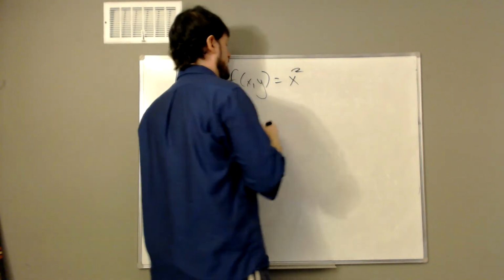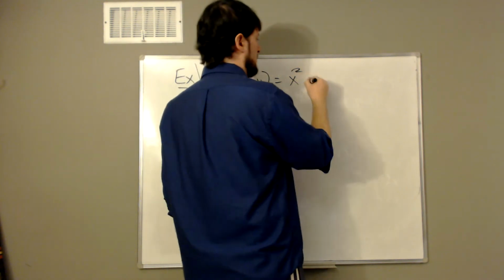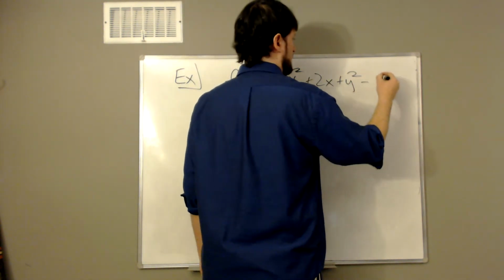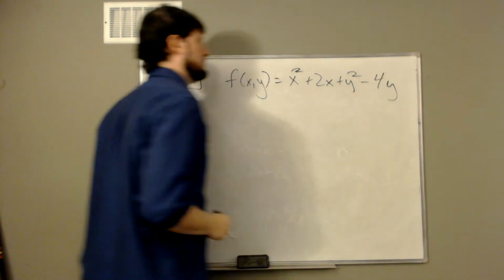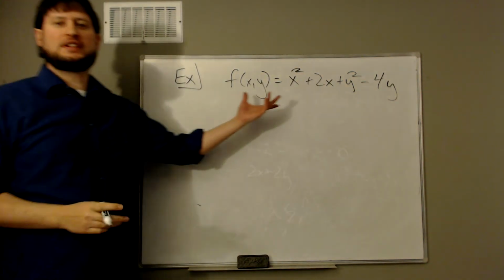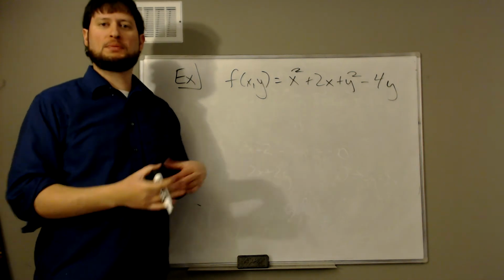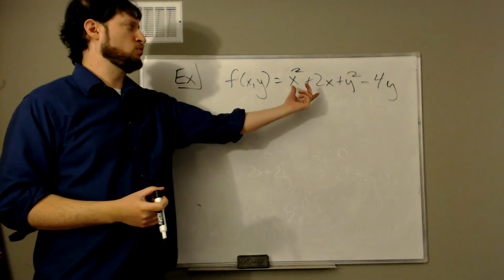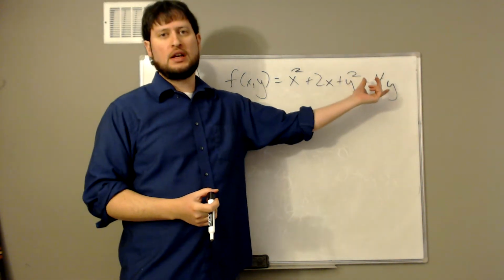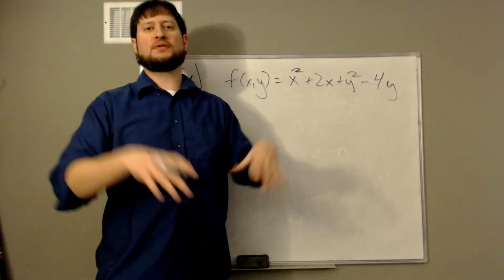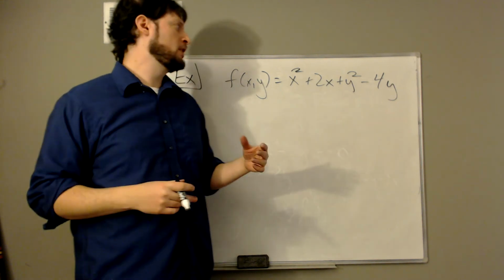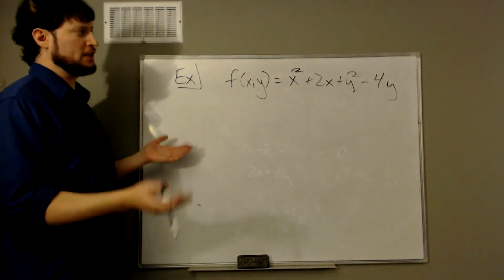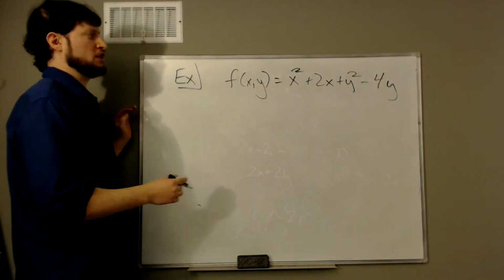How about f of x, y is x squared plus 2x plus y squared minus 4y. As it turns out, this is going to be very similar to a paraboloid, but it's just going to change the base point. It won't be at 0, 0 anymore. We could see that by completing the square, and it's not going to be a perfectly symmetric paraboloid. The cross sections aren't circles; they'll be ellipses instead. But we still get the same basic shape as our paraboloid.